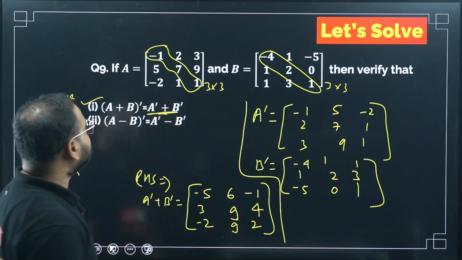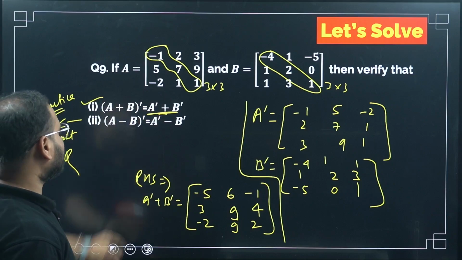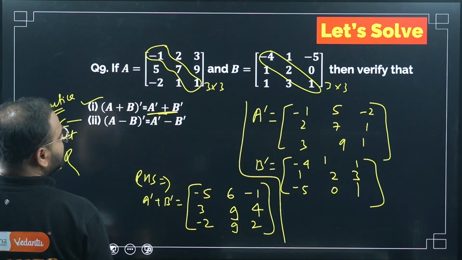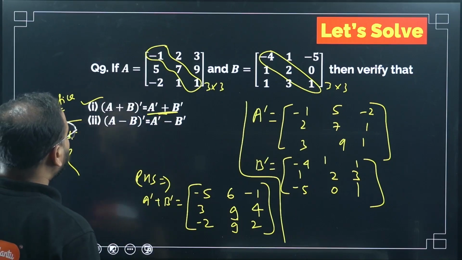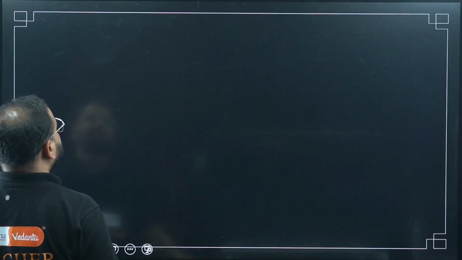Alright, okay, simple. Now what do you have to do? Add A and B and then take transpose. Add A and B and take transpose. Okay, let's do it. So I have to write A and B first. So let's see here.